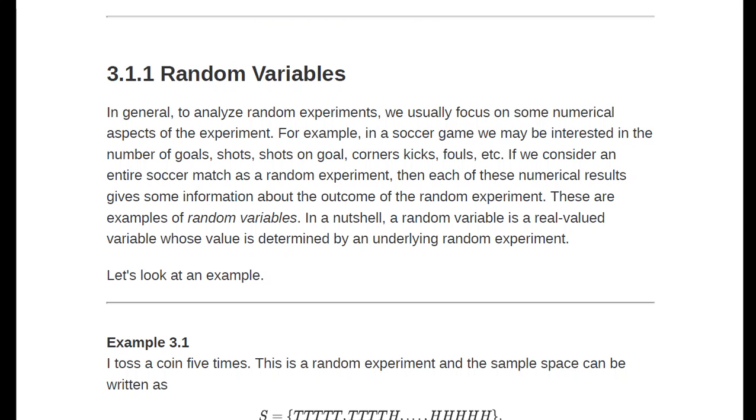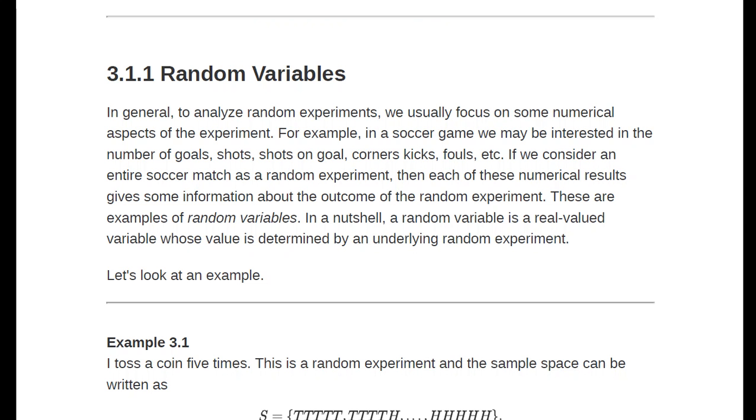In general, to analyze random experiments, we usually focus on some numerical aspects of the experiment. For example, in a soccer game, we may be interested in the number of goals, shots on goal, corners, kicks, fouls, and so on. If we consider an entire soccer match as a random experiment, then each of these numerical results gives some information about the outcome of the random experiment. These are examples of random variables.